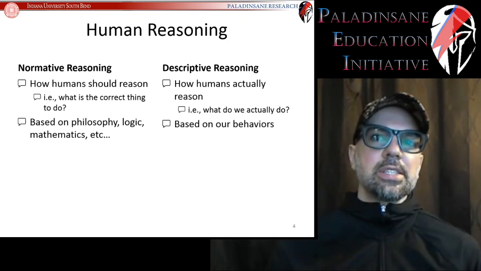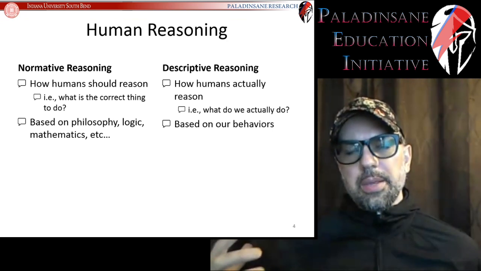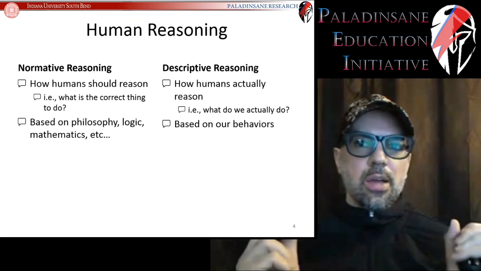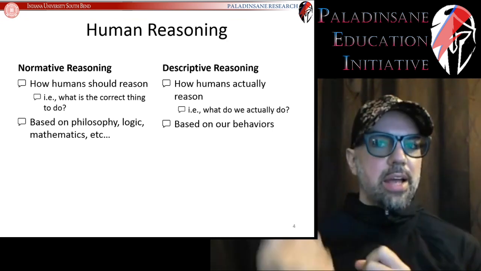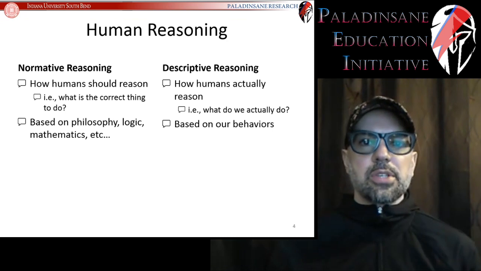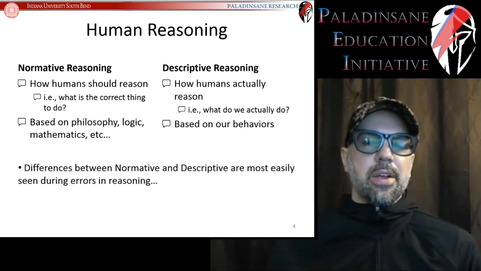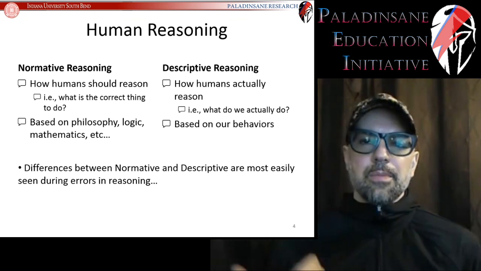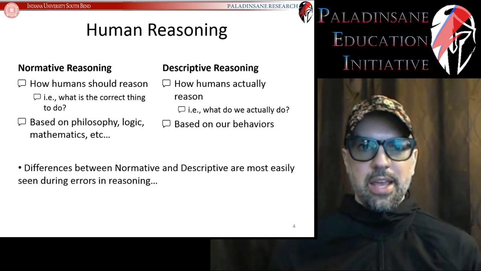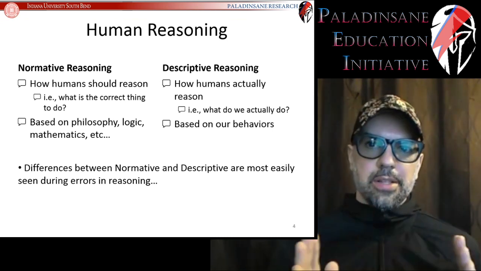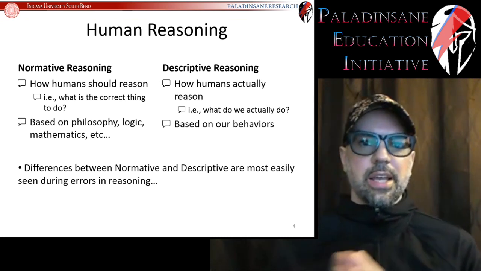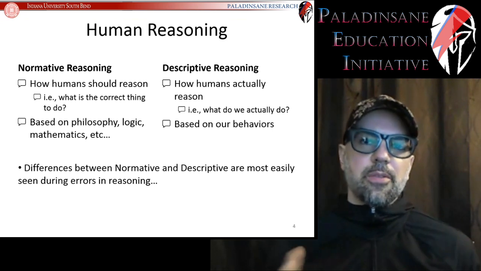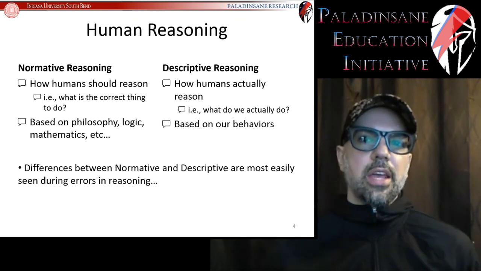So descriptive reasoning, you can think of it as nothing more than a list of behaviors of what humans actually do. Because we're trying to get insight into how the mind represents reasoning, and into the strategies that our minds use for reasoning, you'll often find that psychologists will set up very difficult reasoning tasks because they're trying to induce errors. They're trying to force humans into making errors, because the difference between normative and descriptive reasoning is most easily seen during errors. It's more easily noticed what the differences are if we're making errors.